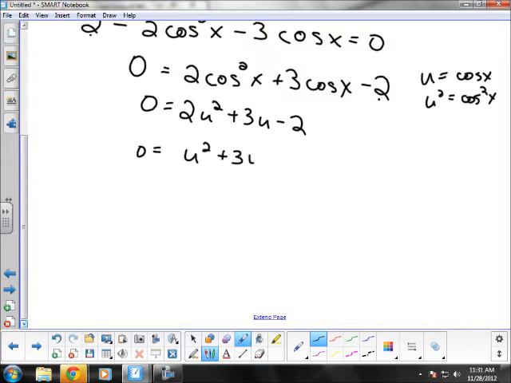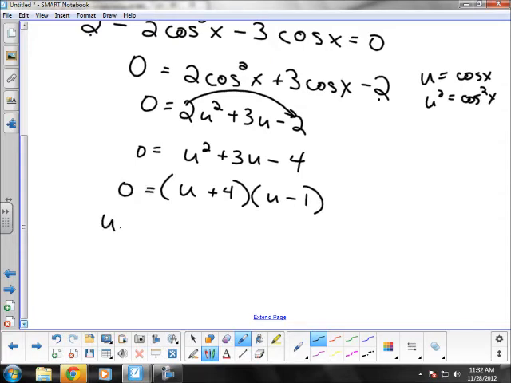Do the bottoms up. I'll take this 2 and multiply it over here. Are there 2 things that multiply together to give me negative 4 that add together to give me positive 3? Positive 4 and negative 1? So I get u plus 4 is equal to 0. And u, whoops, I don't either. Do I? What did I forget?